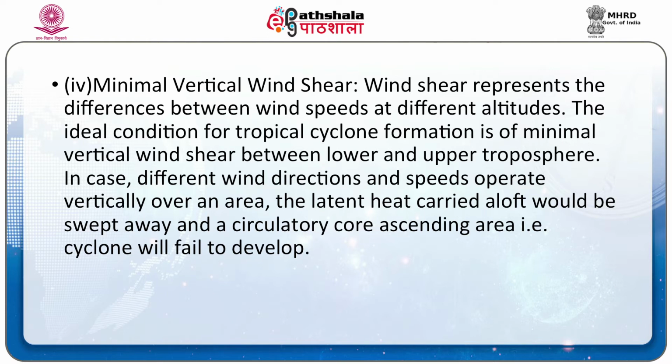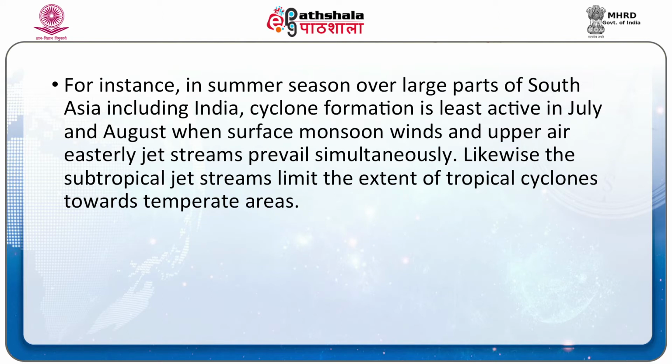In case different wind directions and speeds operate vertically over an area, the latent heat carried aloft would be swept away and a circulatory core ascending area, that is cyclone, will fail to develop. For instance, in summer season over large parts of South Asia, including India, cyclone formation is least active in July and August, when surface monsoon winds and upper air easterly jet streams prevail simultaneously. Likewise, the subtropical jet streams limit the extent of tropical cyclones towards temperate areas.